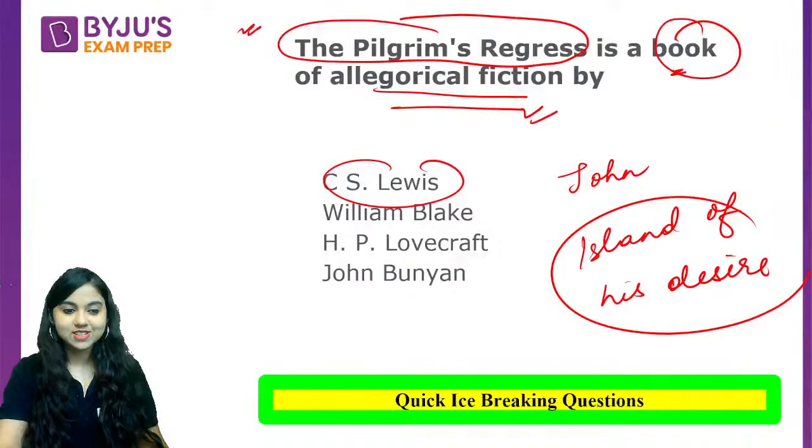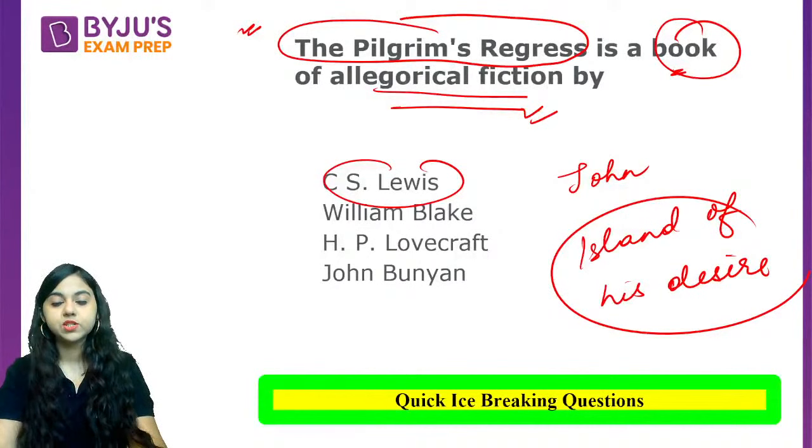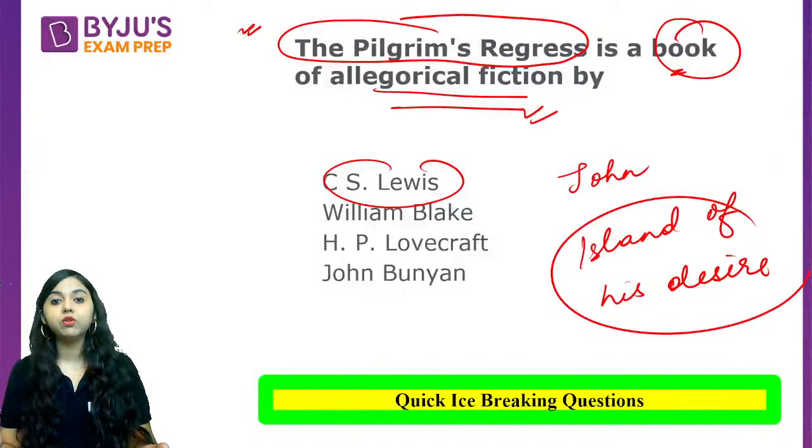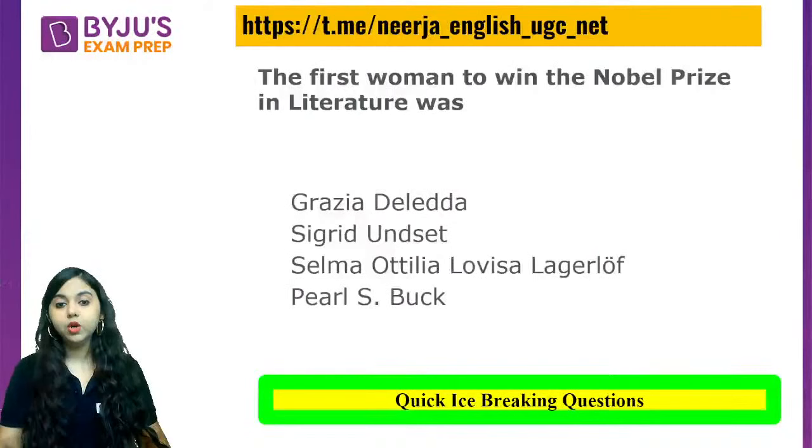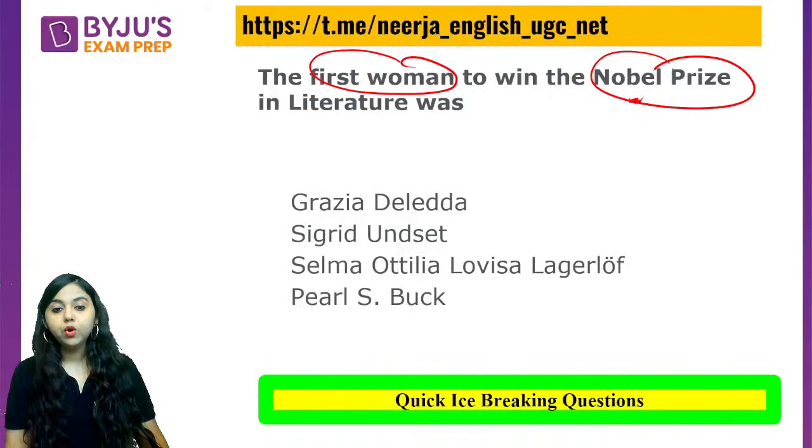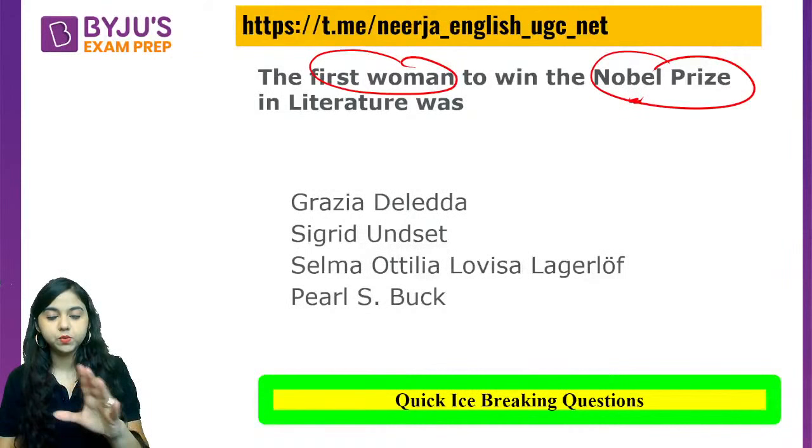Let's move on to another question. We all know about Nobel Prize winning writers. We know that the first English person to get the Nobel Prize was Rudyard Kipling. But who is the first woman to get the Nobel Prize for Literature?